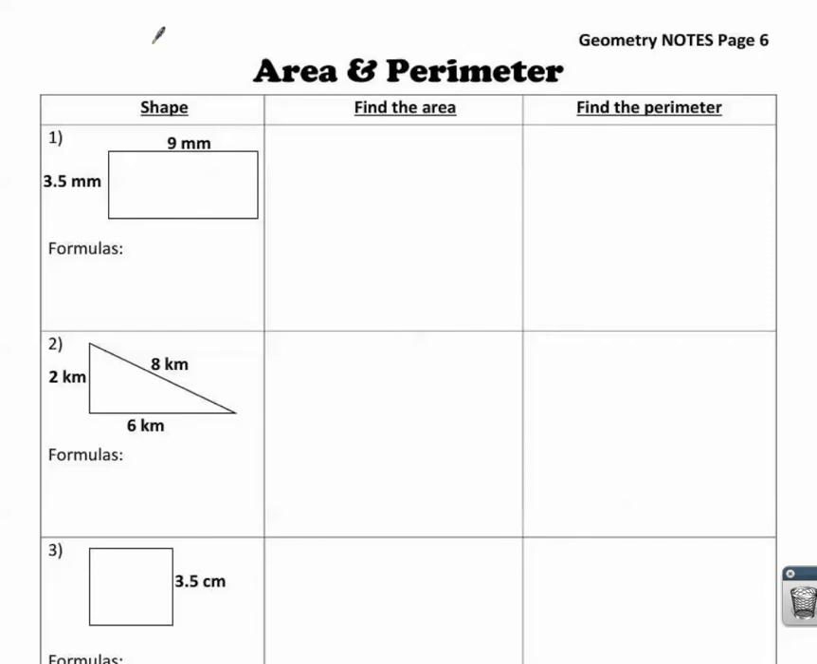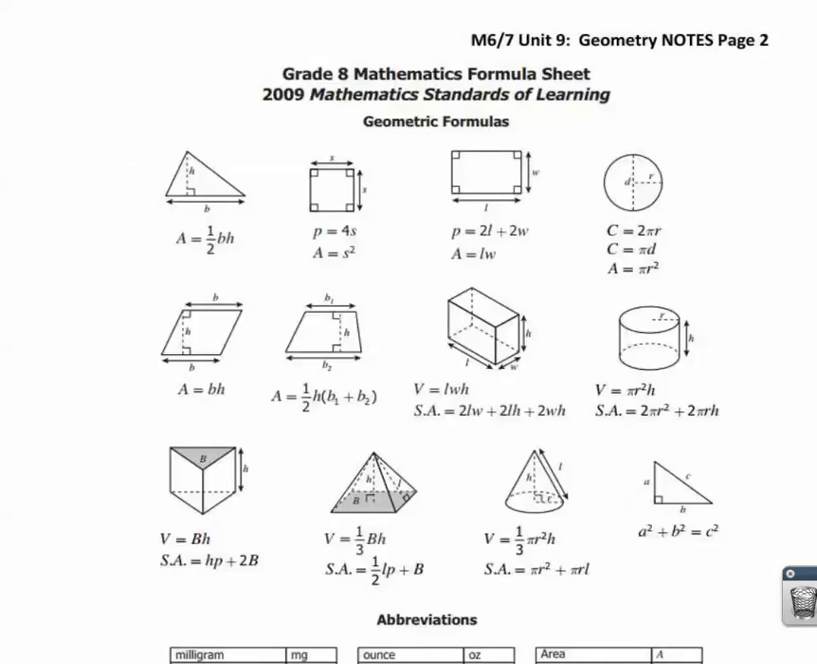Now let's look at area and perimeter. Some of these you have seen before, and you can also use your formula sheet that is given to you in your notes. This will also be given to you on your assessments and on the SOL.